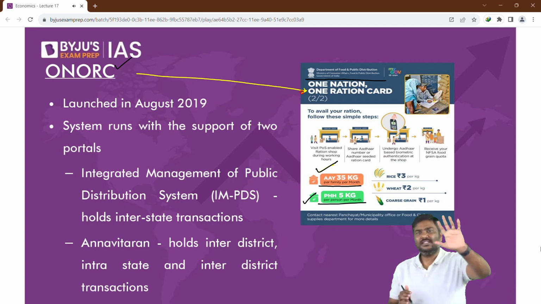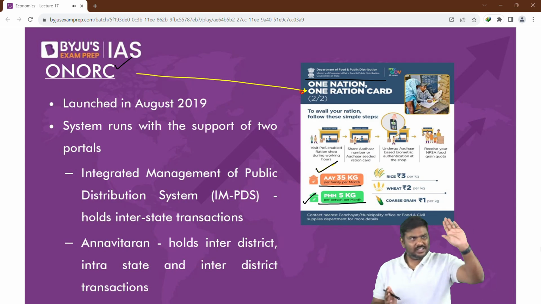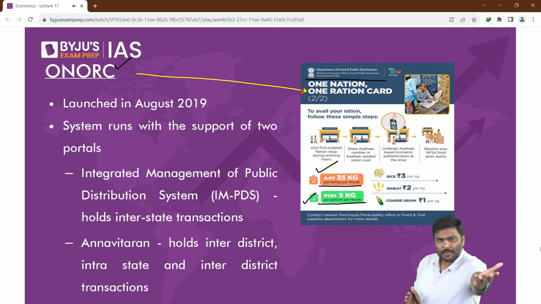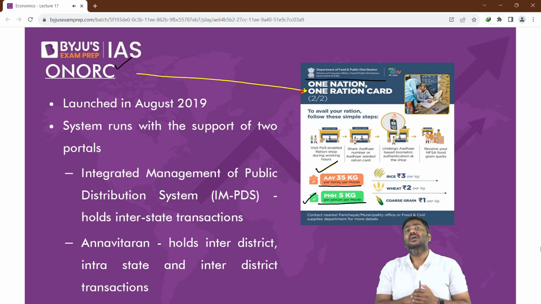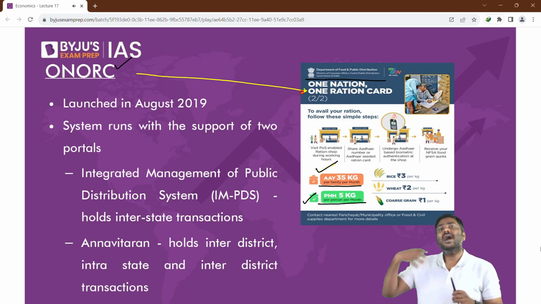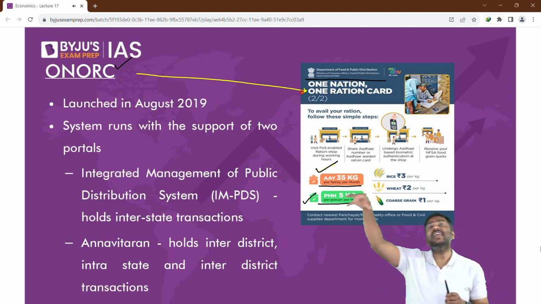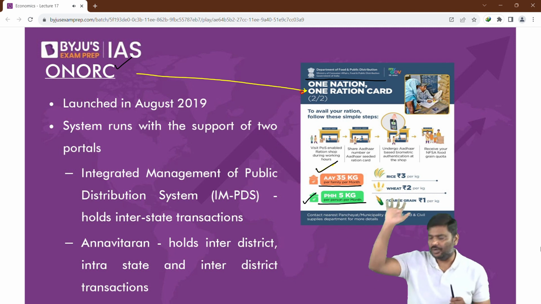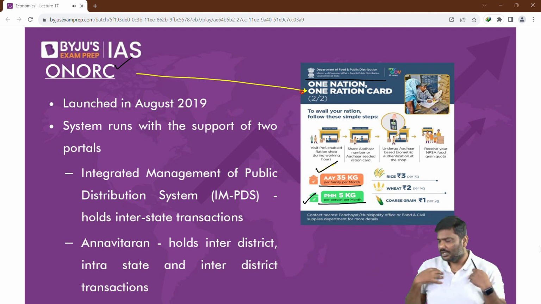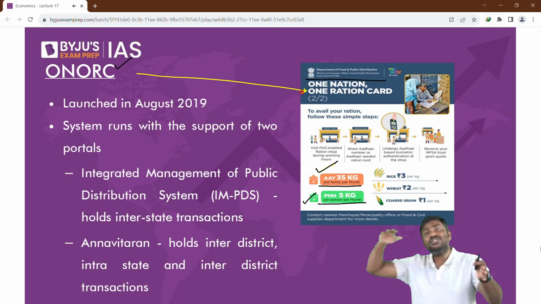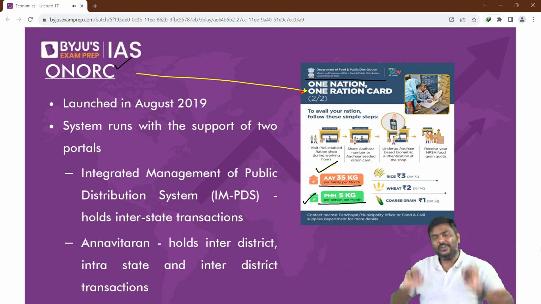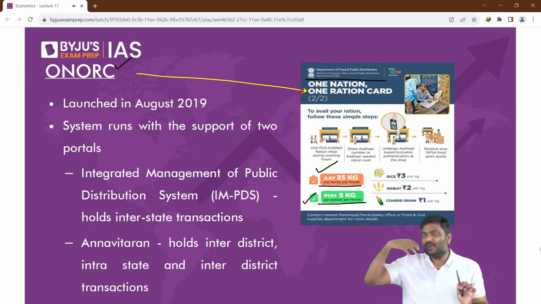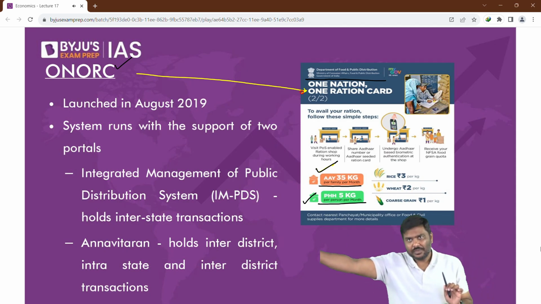Now imagine I'm a beneficiary along with my family. For my family, which has let's say 5 people, one ration card has been issued. I will take this ration card to the ration shop and they will give me 5 into 5, 25 kgs. Now what if I move from state 1 to state 2 in search of livelihood? I'm a migrant labor.